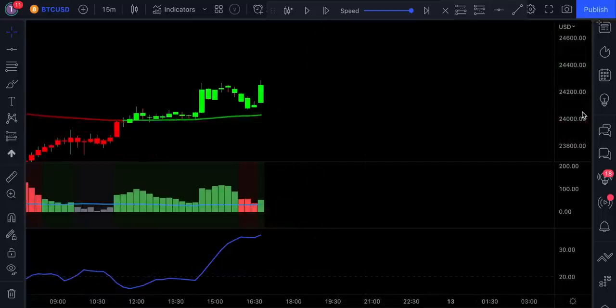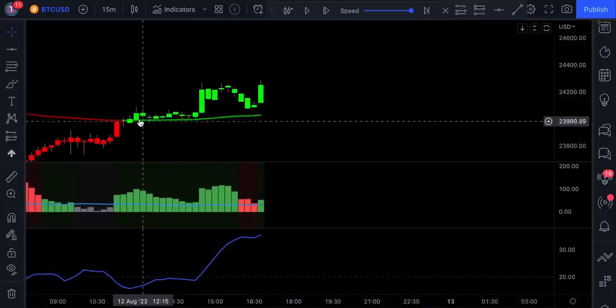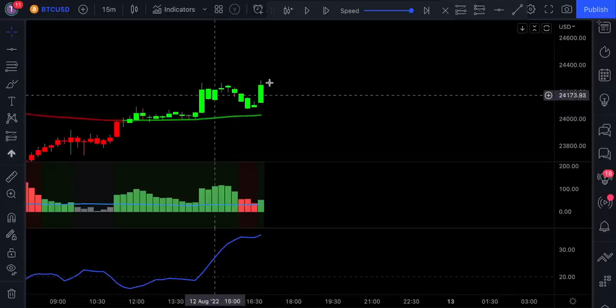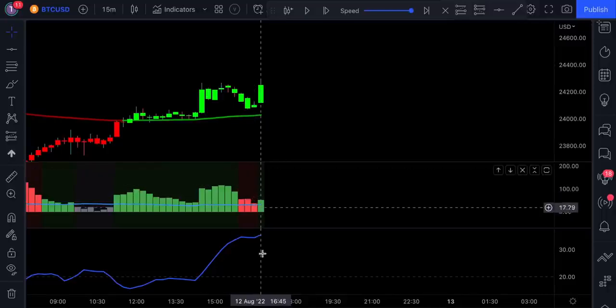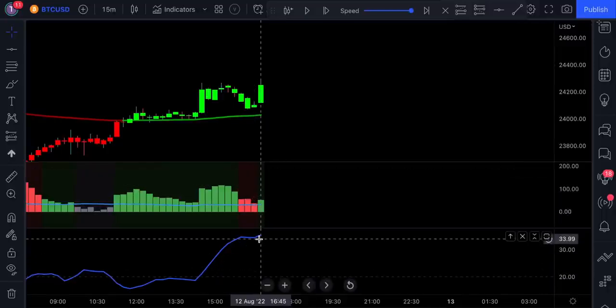Okay, let me give you another example. So here we see the price action broke above the moving average and the bars became green. The Braid filter issued a new long signal. The ADX line is above the 20 level and it's pointing upwards.